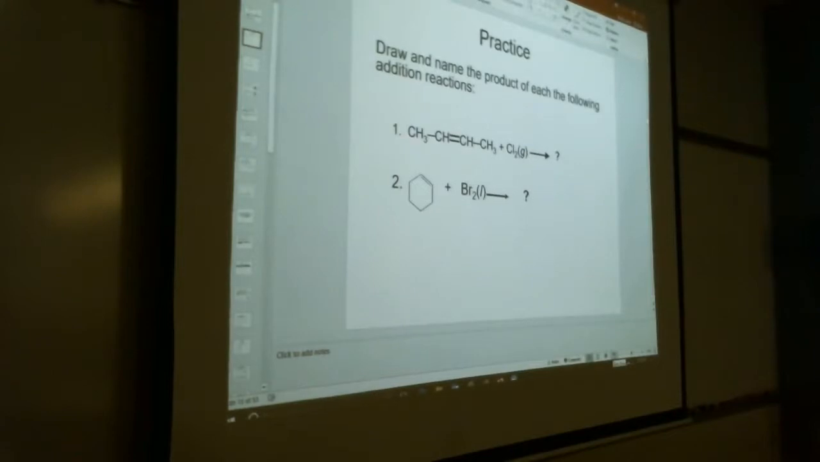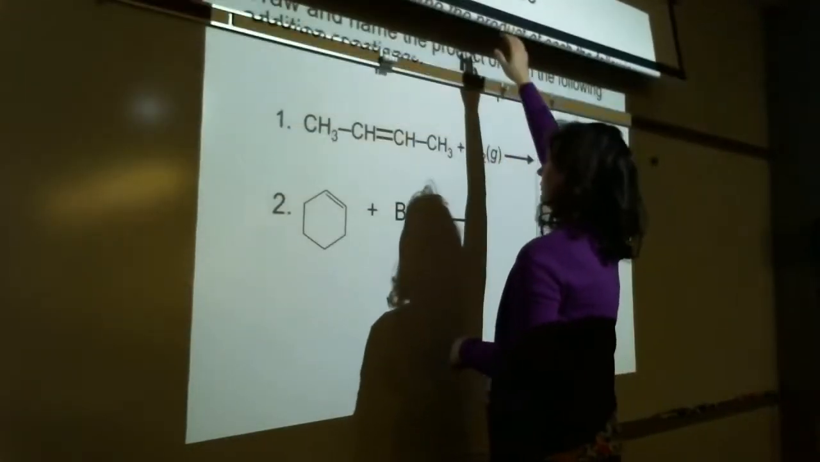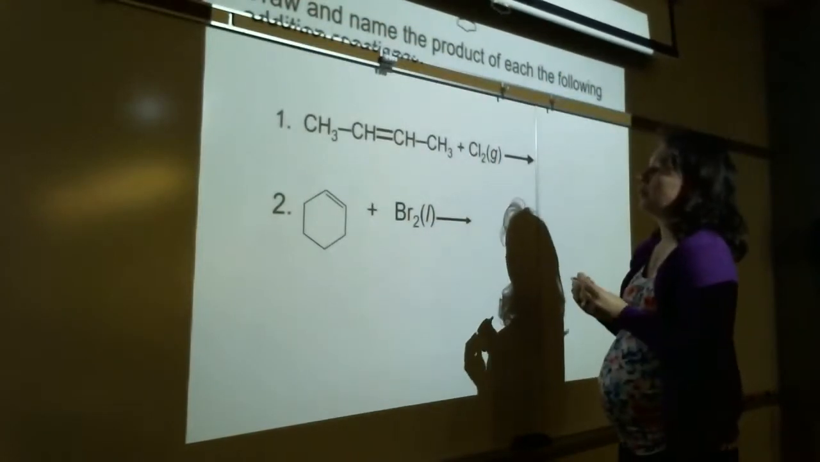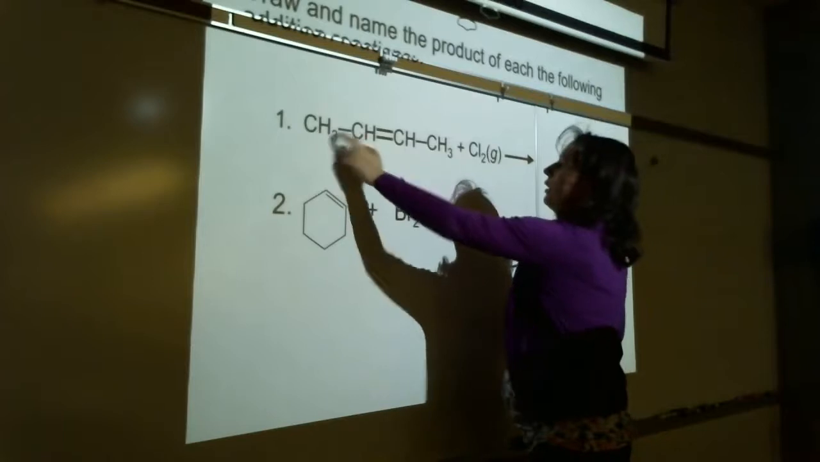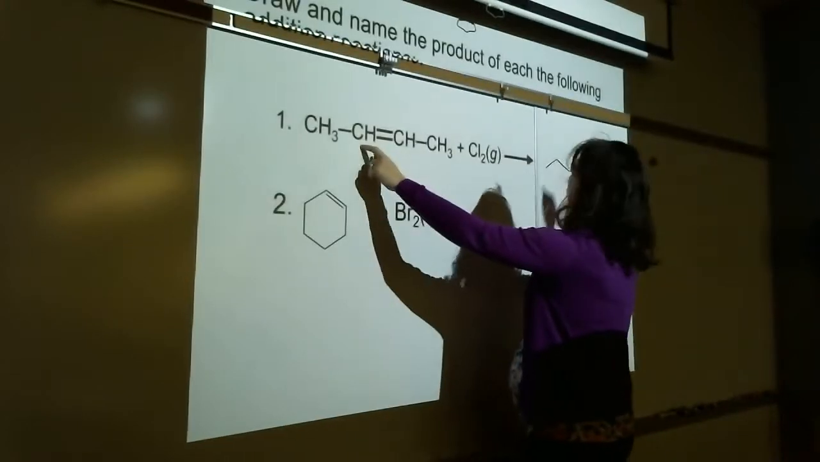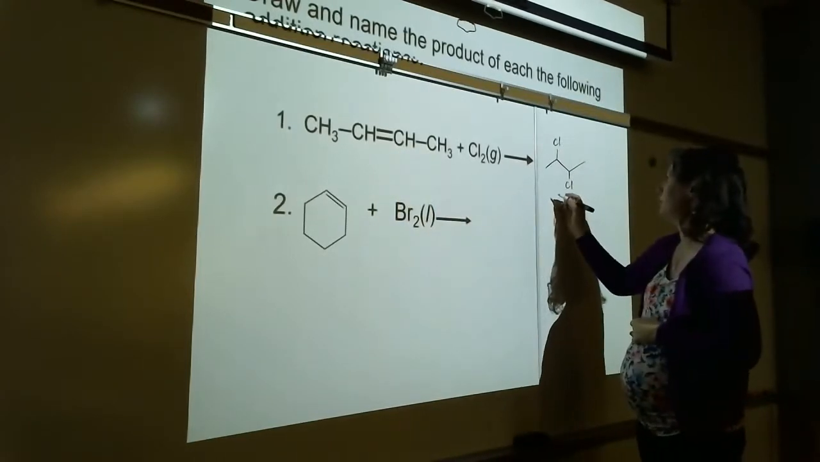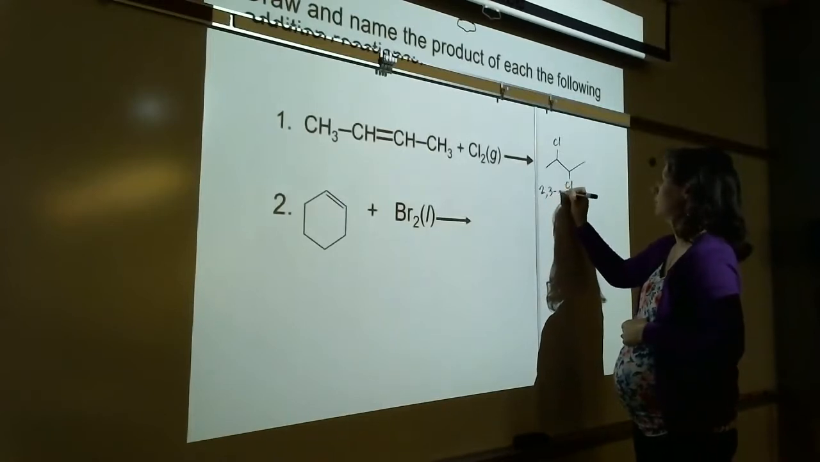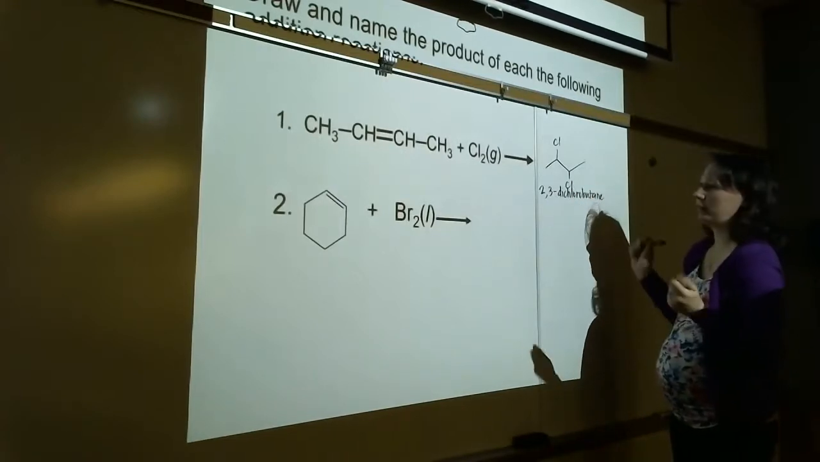All right, let's go over this one. Can I get rid of that? Yes, it's just going to be in my way. All right. So here, this would be halogenation using chlorine. So we call it chlorination, right? One chlorine's going here, one chlorine's going here. One, two, three, four. You're gonna get chlorine on carbon two and a chlorine on carbon three. Right, so what's the name of this? 2,3-dichlorobutane, right. Good, no catalyst needed.